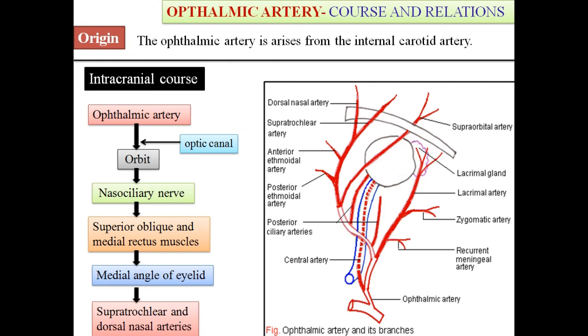And at the level of the middle cranial fossa, the ophthalmic artery gives the supraorbital and supratrochlear branches. From there the lateral branches give the posterior ethmoidal artery, anterior ethmoidal artery, dorsal nasal artery, and supratrochlear artery. So one of the arteries which directly arises from the ophthalmic artery is the central retinal artery, which passes beneath the optic nerve.